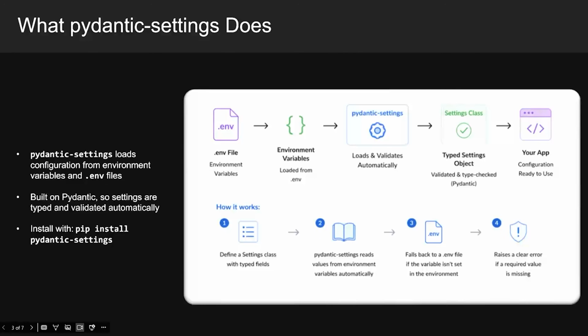Look at the top diagram first. Your .env file and environment variables feed into Pydantic settings, which loads and validates everything automatically and hands your app a typed settings object that's ready to use. Then look at the how-it-works flow at the bottom.